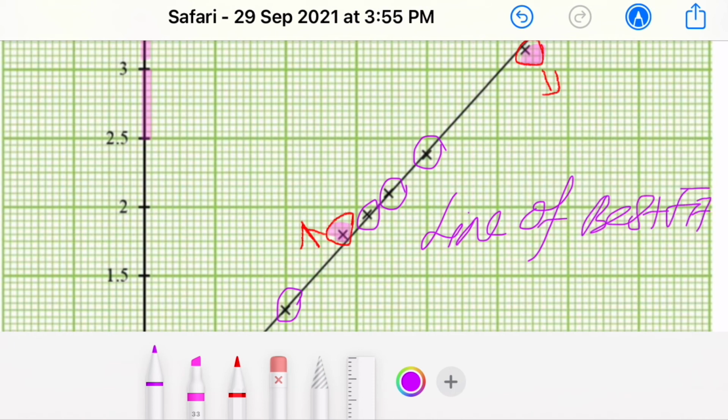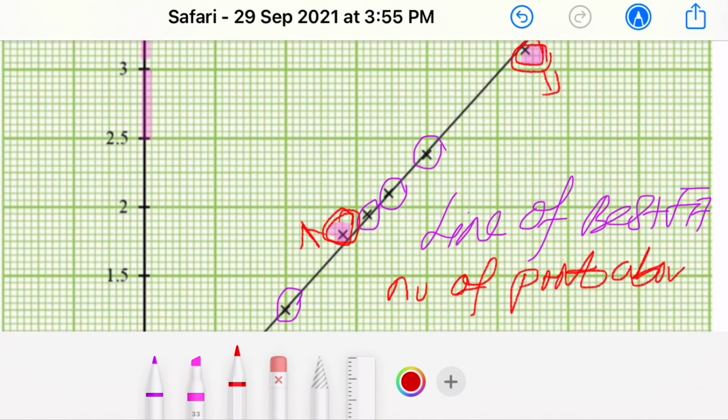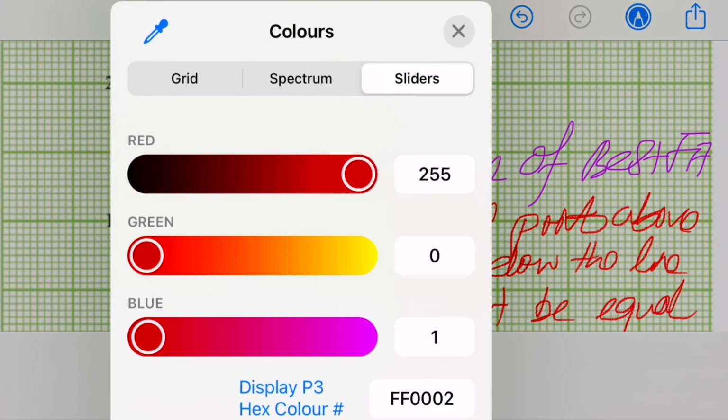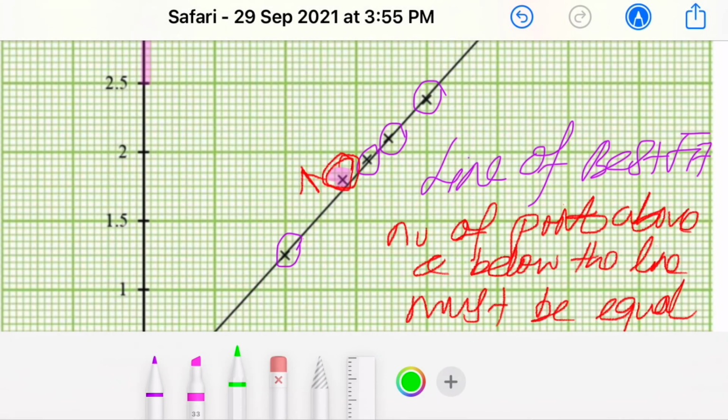So for the line of best fit, you must check the points that are not on the line. The number of points above and below the line must be equal, and make sure the line that you draw passes through as many points as possible. And when you want to find the gradient, you must use points exactly on the line, right? Example, you can use this point and this point, exactly.